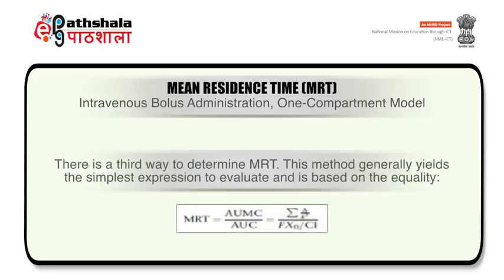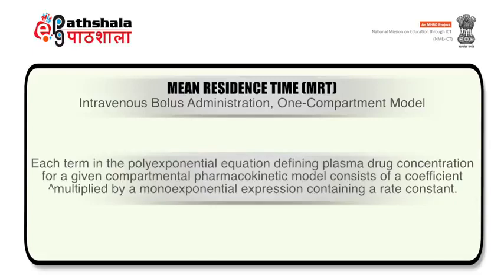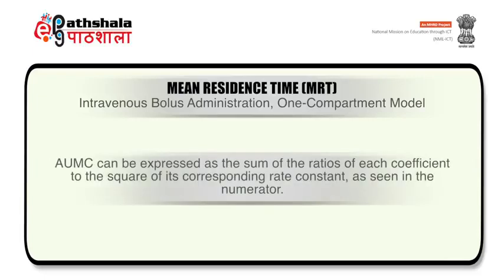There is a third way to determine MRT. This method generally yields the simplest expression to evaluate and is based on equality. That is, the term AUMC in the numerator represents the area under the first moment curve. Each term in the polyexponential equation defines plasma drug concentration for a given compartmental pharmacokinetic model, consisting of a coefficient multiplied by a mono exponential expression containing a rate constant. AUMC can be expressed as a sum of the ratios of each coefficient to the square of its corresponding rate constant, as seen in the numerator.